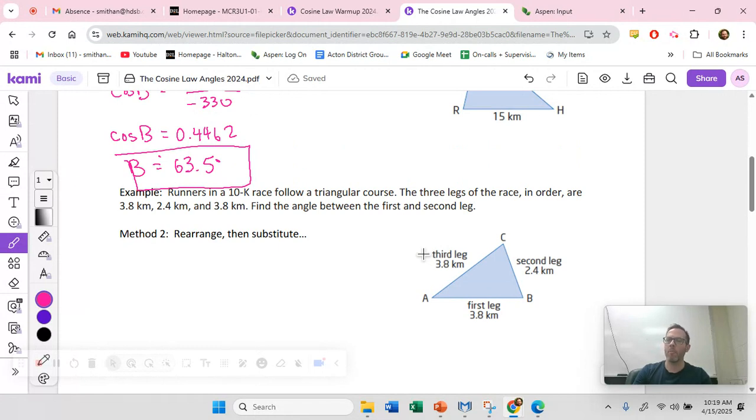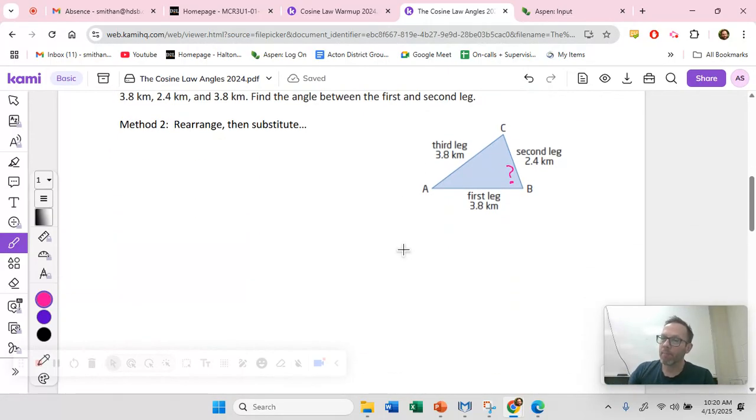In the next example, same scenario, three sides, no side-angle pair, and we want the angle between the first and second leg in our diagram. That is angle B again. So we're going to do this one a bit differently. Let's write the cosine law for side B because we want to get angle B. So B squared equals A squared plus C squared. Almost wrote a B there. Of course, you would have told me if I made a mistake.